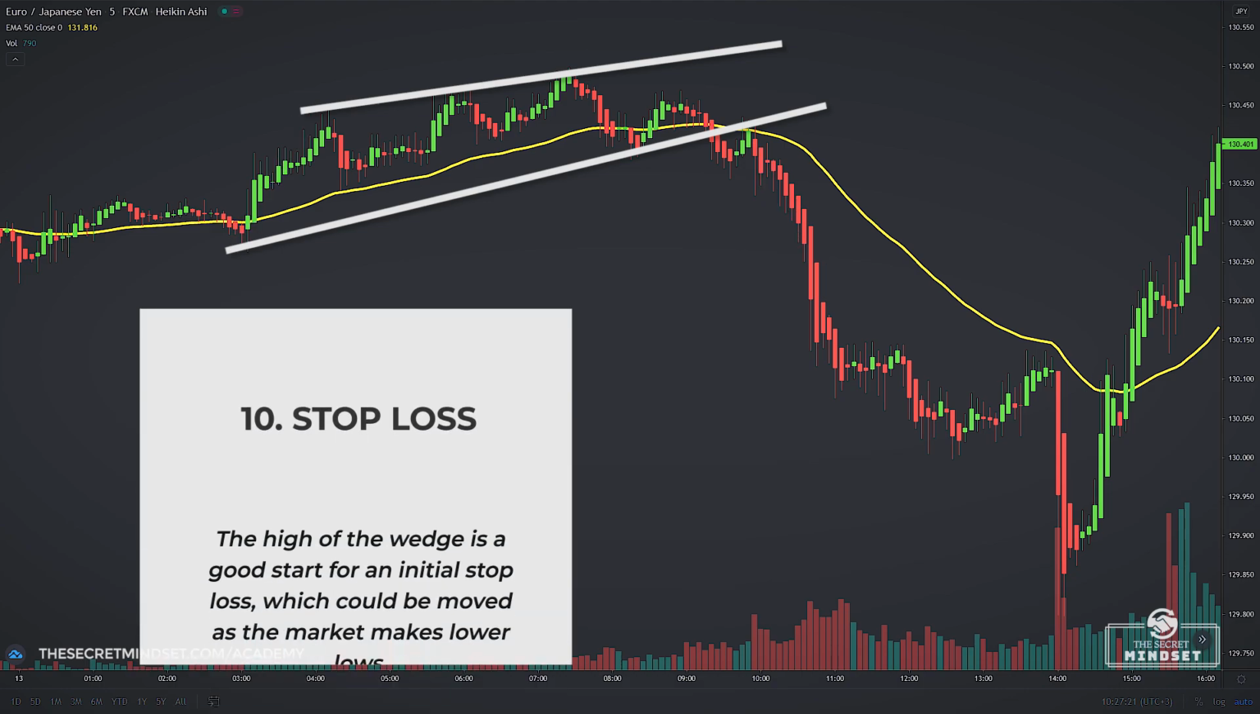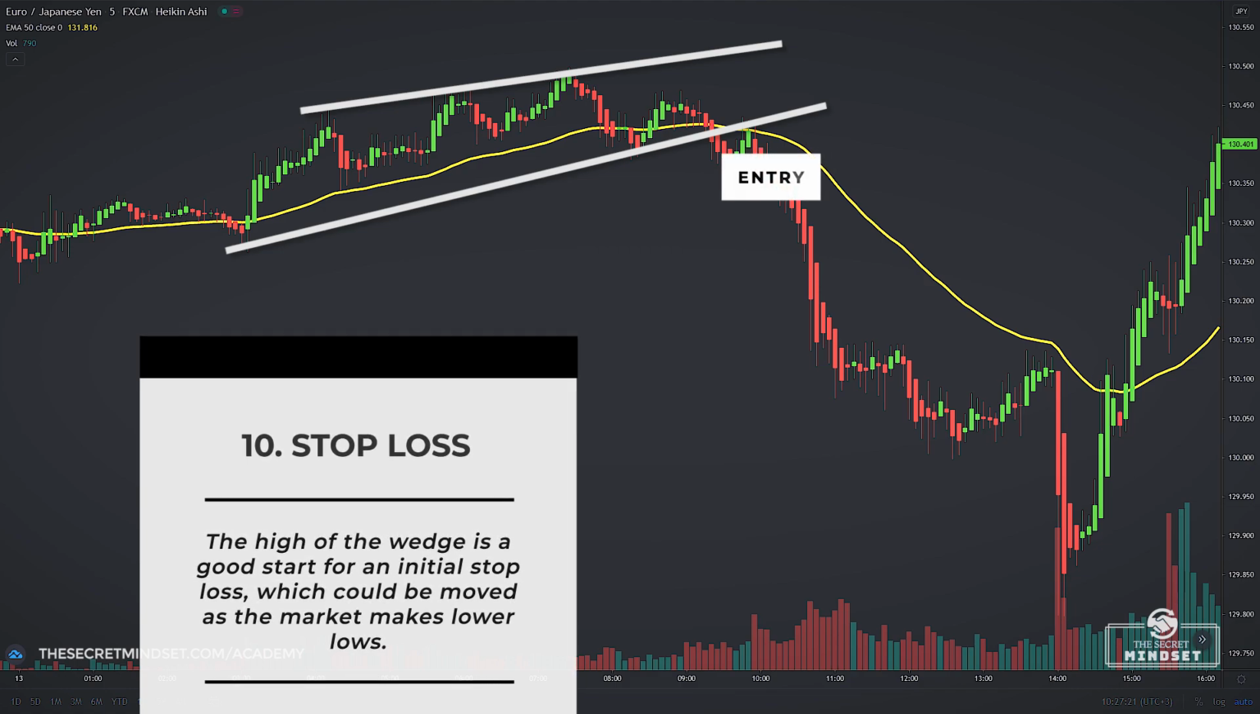And number 10. Stop loss. Generally, you should place the stop loss to give the market some room to move. False breakouts are quite common, and by giving the market some extra room to play with, we may avoid some of these. The high of the wedge is a good start for an initial stop loss, which could be moved down as the market makes lower lows.